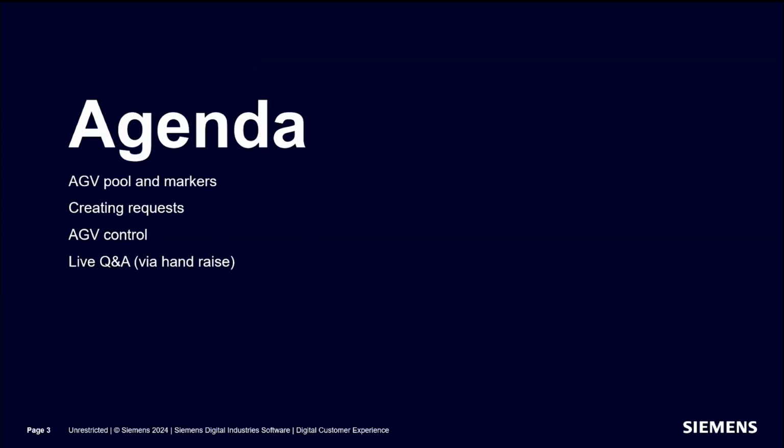Today, the 3 big steps for the meeting are AGV pool and markers, creating requests, and AGV controls. As many of you know, Stefan always presents completely live. So you can follow along if you have your software open, and you'll get to watch him troubleshoot as he moves along. And then, of course, we will also have our Q&A afterwards.